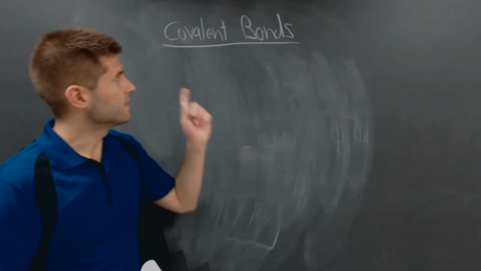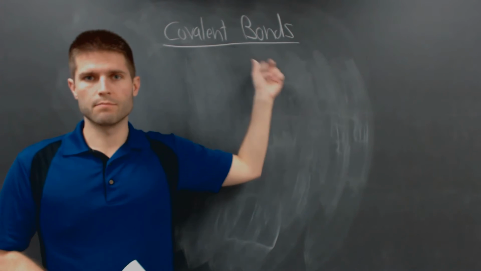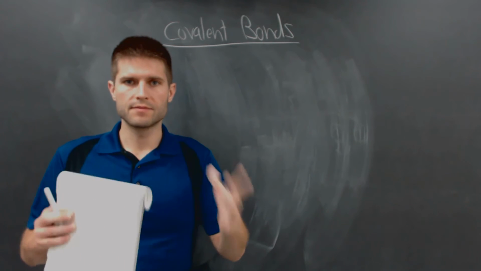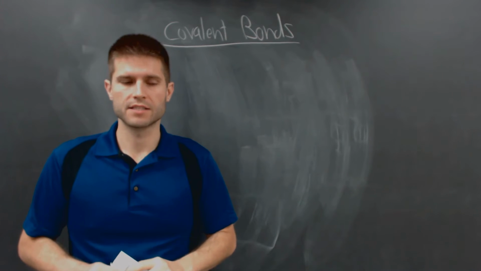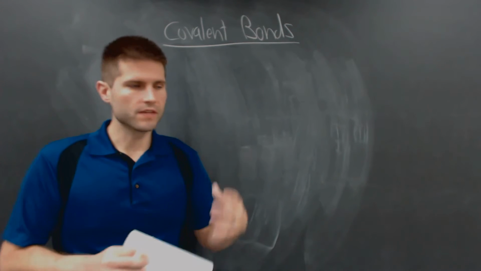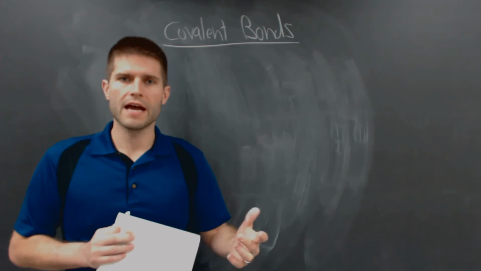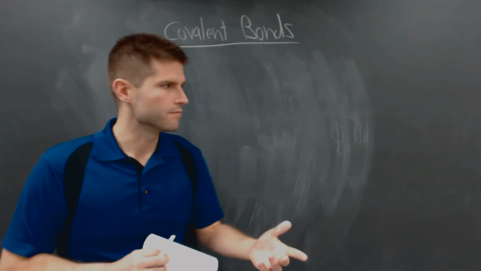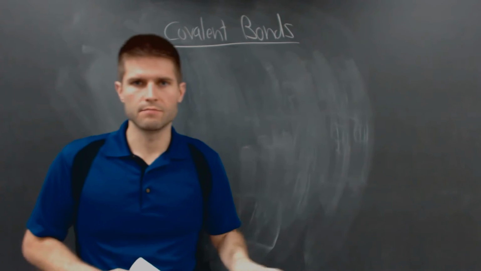Hello all, in today's video we're going to be talking about covalent bonds. And this is the counterpart, the other side of our two types of bonding that we've learned so far this semester. In the previous video you learned how to solve the electron configuration and the orbital diagram for a metal to nonmetal ionic bond interaction. Here we're going to be talking about covalent bonds.